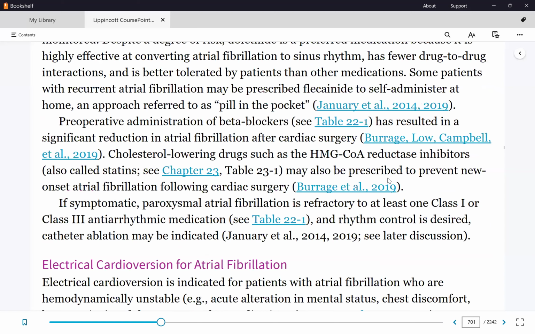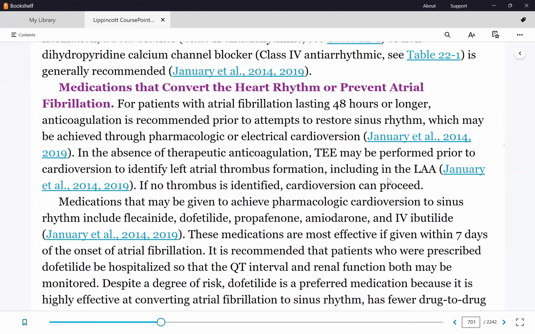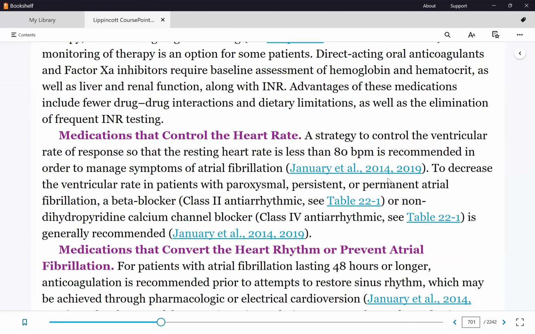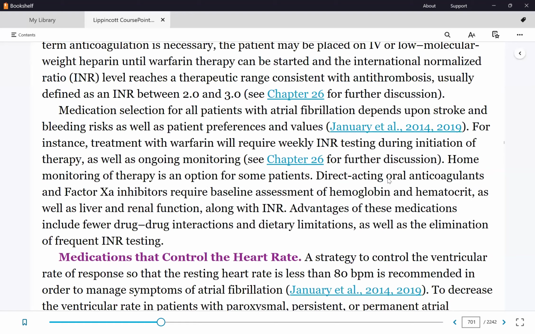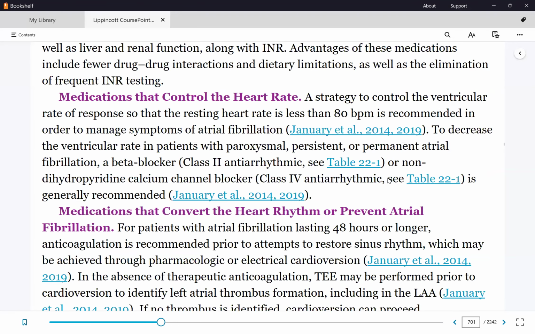I'm on the paragraph. I'm on 701 now. Remember, we started with drugs, antithrombics, and then now we've got medications to control heart rate, medications to convert the rhythm. Okay.